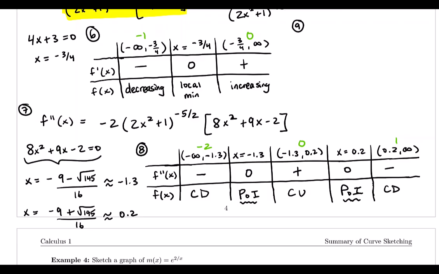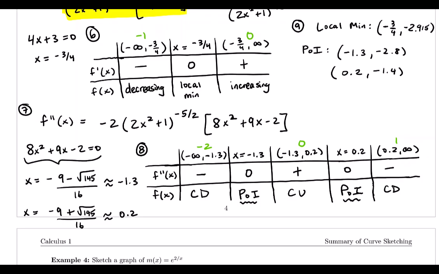For number 9, it wants us to find the y values of key points, and so we have a local min. We know that this is happening when x is equal to -3/4. I'm just going to plug that into a calculator into the original function f of x, and the y value should be about -2.915. And then I have two different points of inflection that we just found. One of them has an x coordinate of about -1.3 and a y value of -2.8, and the other one is 0.2, -1.4. And then number 10 talks about the end behavior.